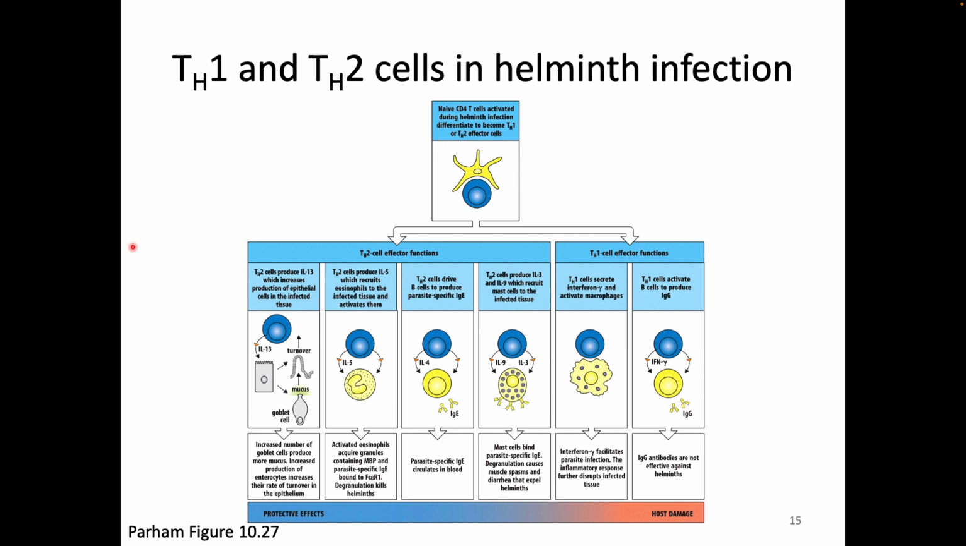Here we can see a similar example of thinking about deviation. We can see a situation where T cells might get activated in response to a particular antigen. This antigen comes from a type of organism called a helminth. A helminth is a parasitic worm.